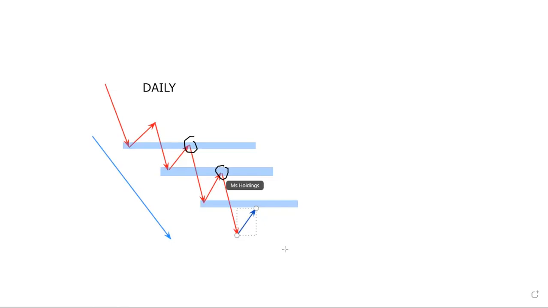Now, if I'm using the daily time frame to identify my directional bias, to identify my highs and lows, my major highs and lows, then on the lower time frame, I'll probably be seeing something like this, right? I'll probably be seeing something like this here.